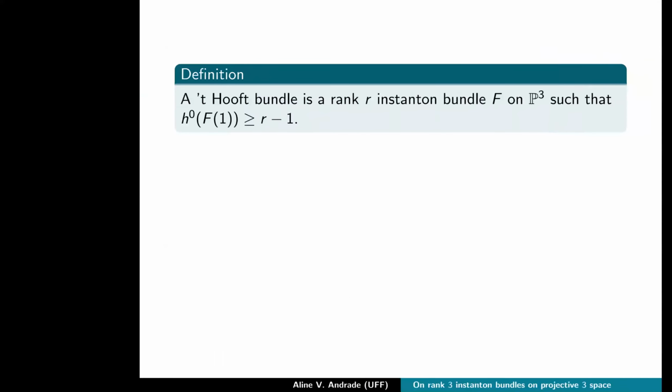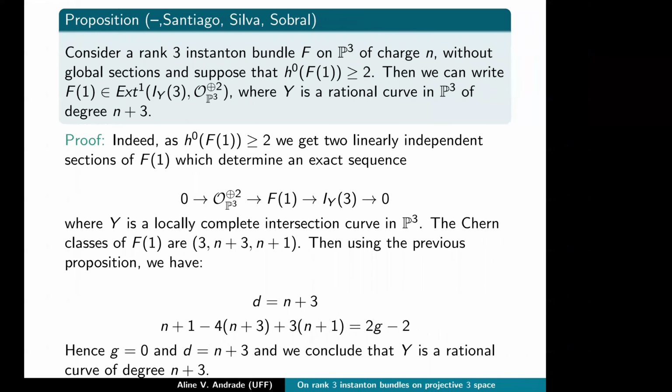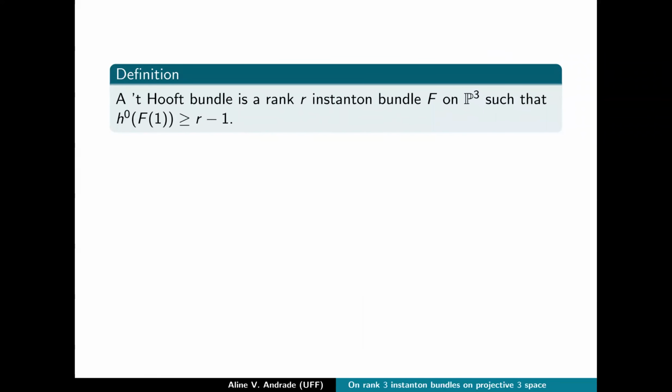Let me just come back a little bit. So we have a rank 3 instanton bundle, and in this proposition, we need to have at least 2 global sections. So 2 is equal to 3 minus 1, and an instanton which has for this first twist at least r minus 1 global sections has a specific name. They call it 't Hooft bundles. So a 't Hooft bundle is a rank r instanton bundle on P3, which has at least r minus 1 global sections in this twist.